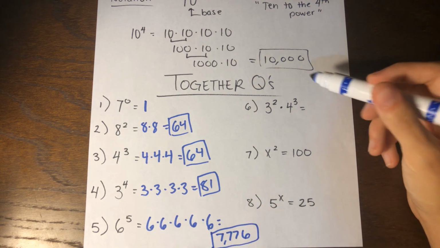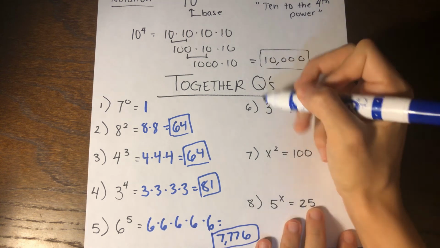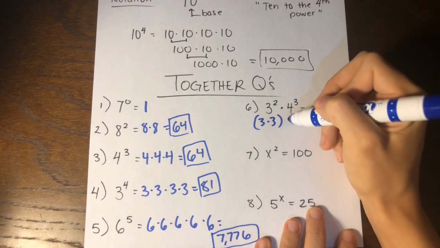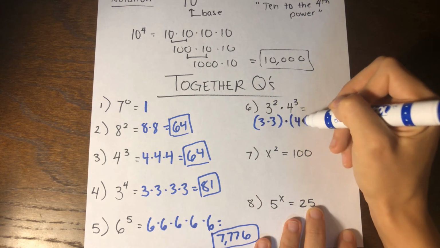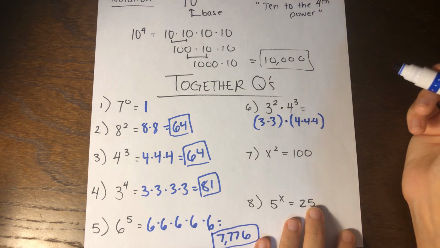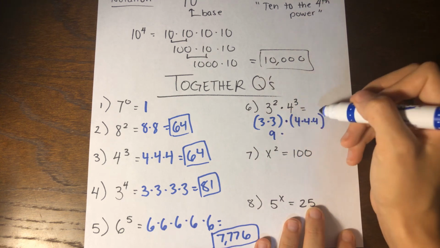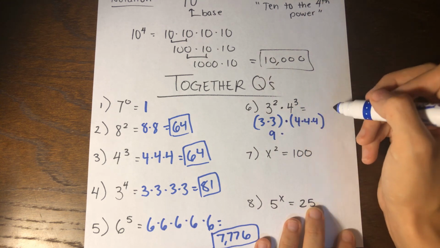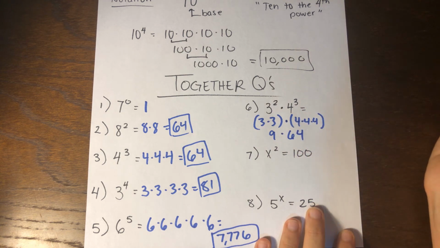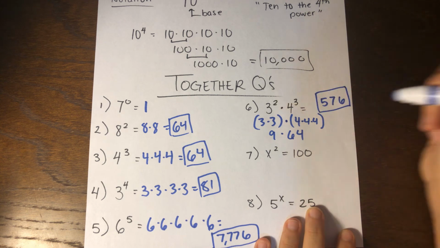Okay? Just a couple more. So we're still dealing with exponents. They're just set up a little bit differently. Now we have 2 being multiplied by each other. This one, 3 squared is 3 times 3. Multiplying that by 4 times 4 times 4. Okay, so we know that 3 times 3 is 9, and we know 4 times 4 is 16, and 16 times 4 is 64. So we have 9 times 64, which would be 576 as our answer. Okay?